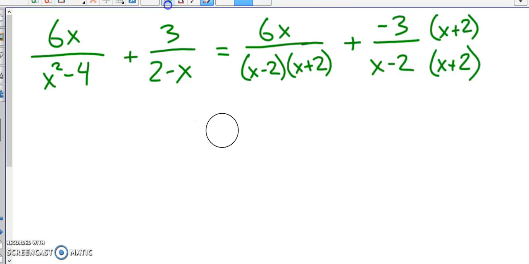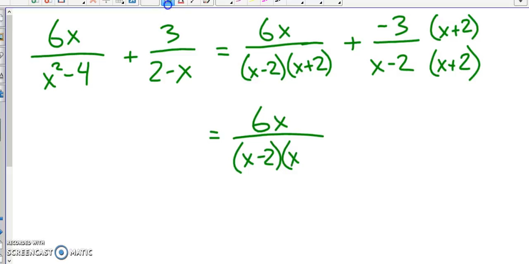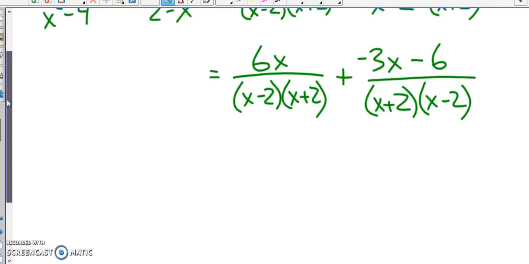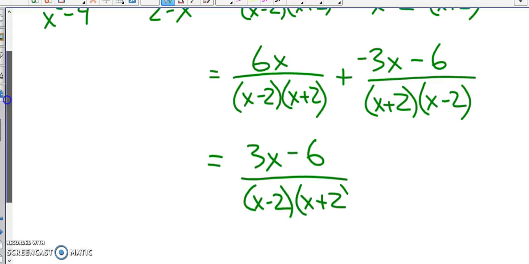Let me move this. So if I do this, this will be 6x over x minus 2 times x plus 2, plus, when I distribute, negative 3x minus 6 over x plus 2, x minus 2. At this point, we can put these together and combine like terms. So 6x minus 3x is 3x minus 6 over x minus 2 times x plus 2.